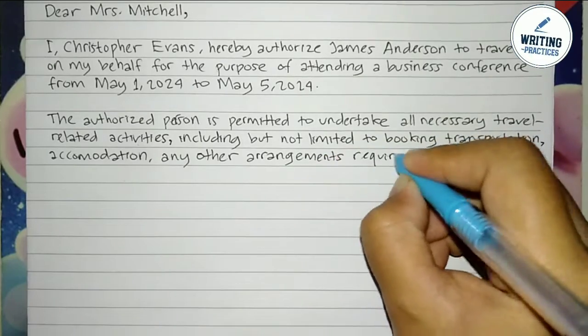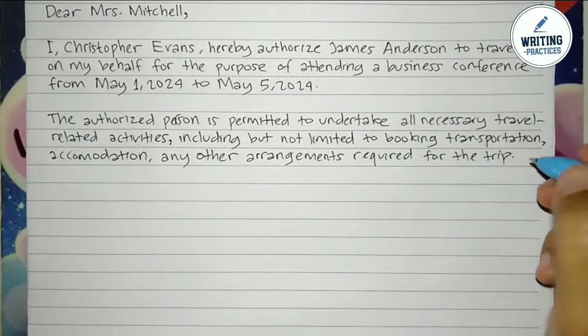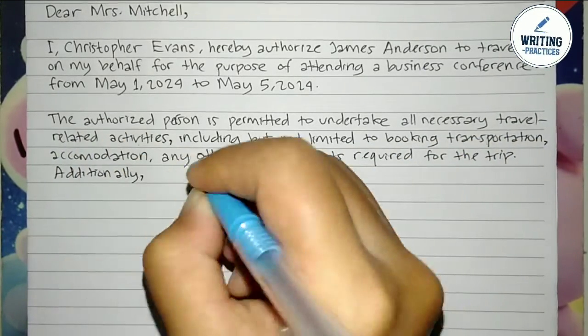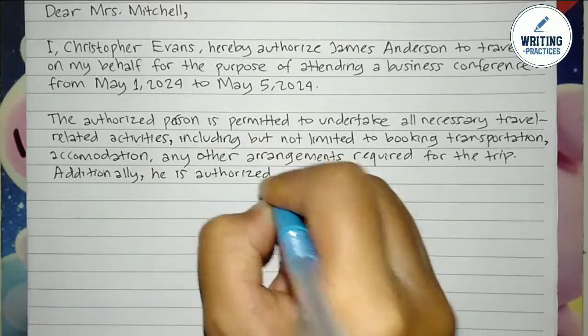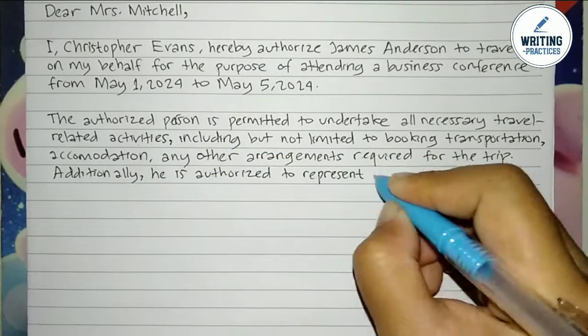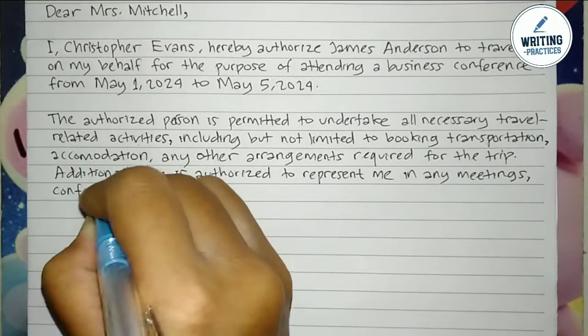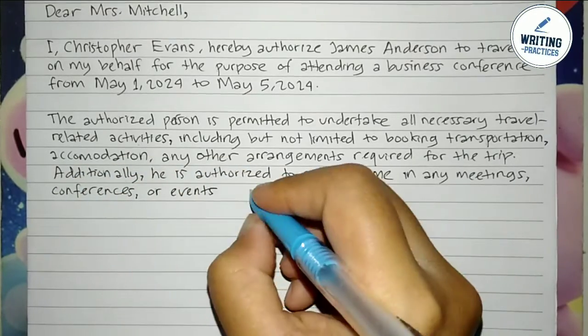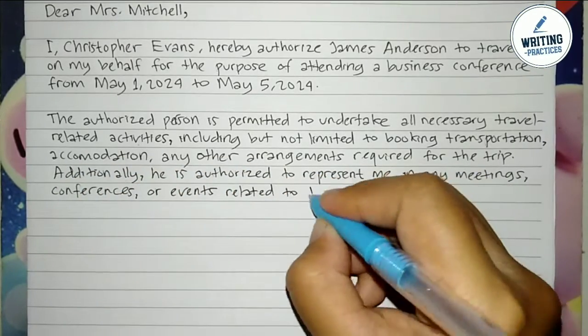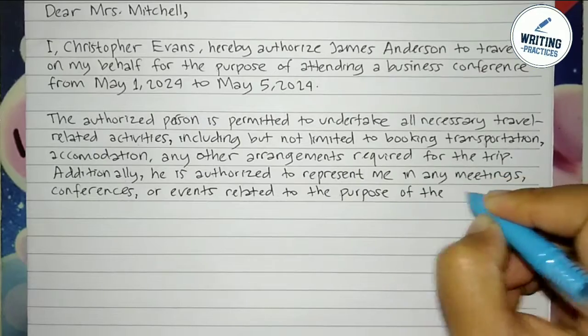After that, you can then include transportation, accommodation, and arrangements. And this is how the writer mentions them. Additionally, he is authorized to represent me in any meetings, conferences, or events related to the purpose of the trip. Sure, you can add more if you have additional scope.